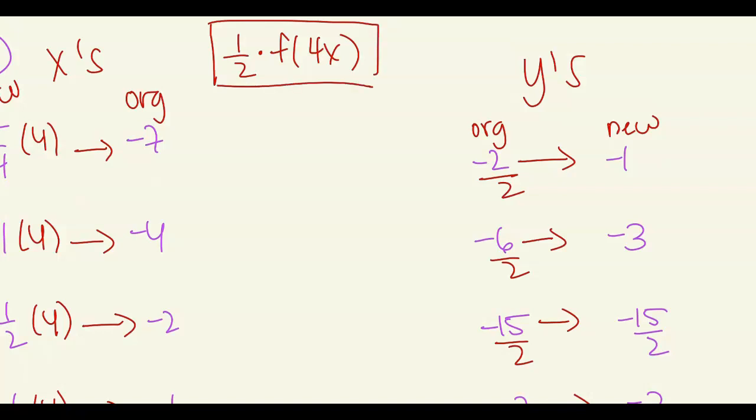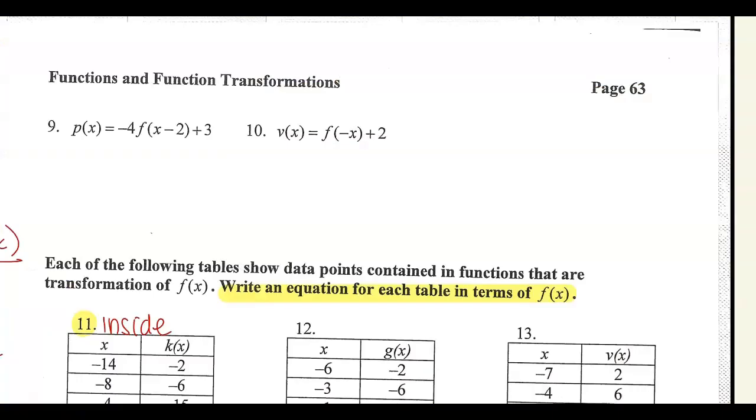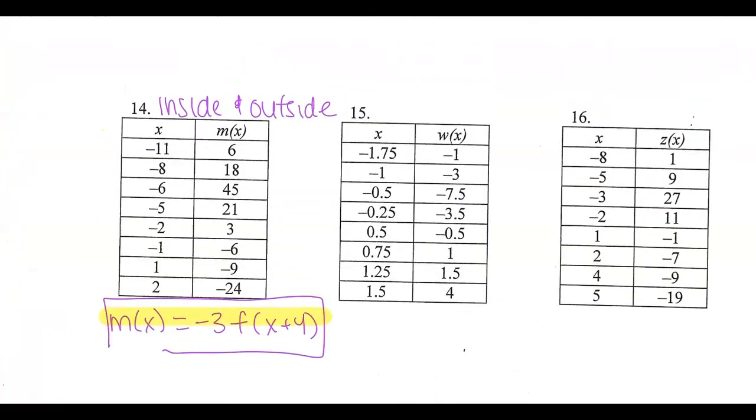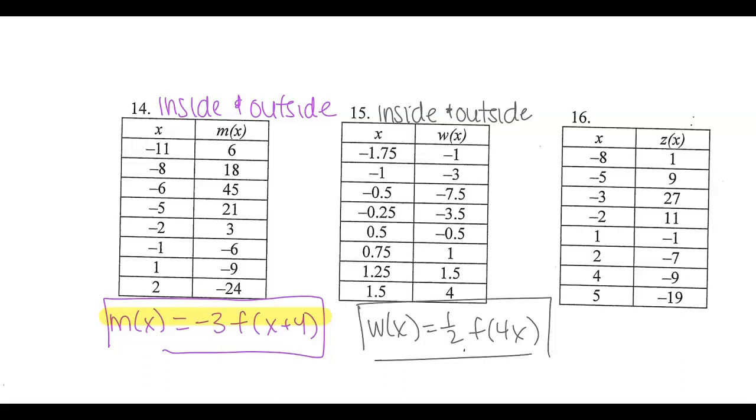So on the front side of the page, the front side that I was actually looking at, for question 15, I want to make a note because I forgot to do that before. This is an inside and outside change. And on that inside and outside change for w of x, which is the new graph, I'm going to write out the transformation that I have, which is going to be 1/2 times f of 4x. This is my answer.